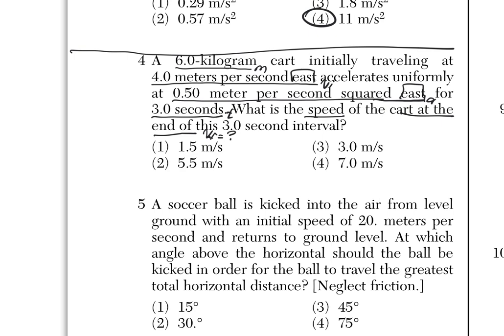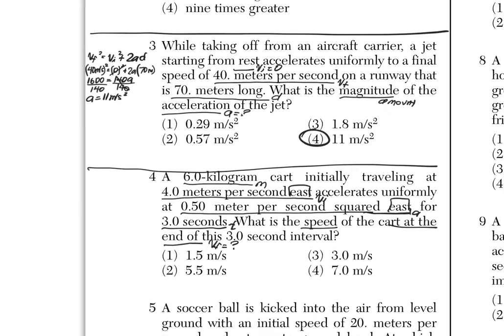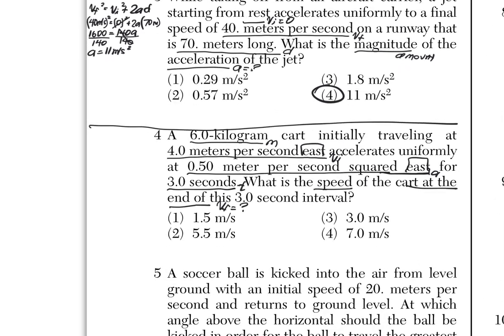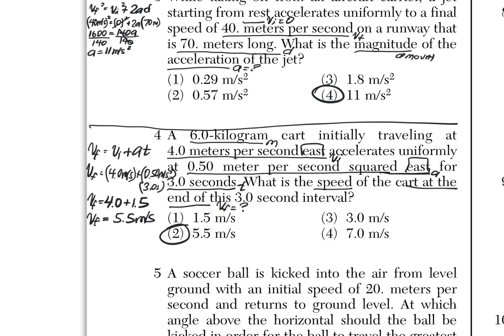I'm not going to need the mass for this because of our equation. Number 4 is very similar to number 3, except they give us time this time and they don't give us distance. That's vf equals vi plus at. I know vi is 4, a is 0.5, and t is 3. And vf is 5.5 meters per second.